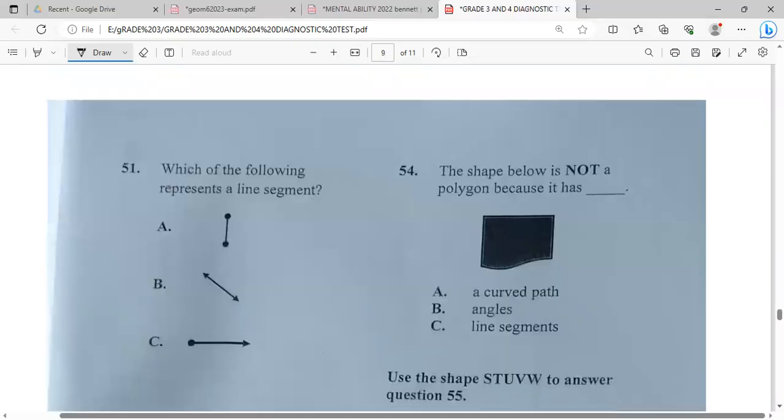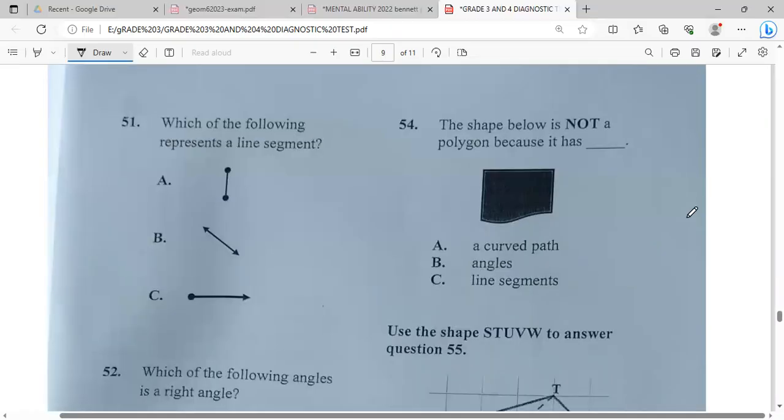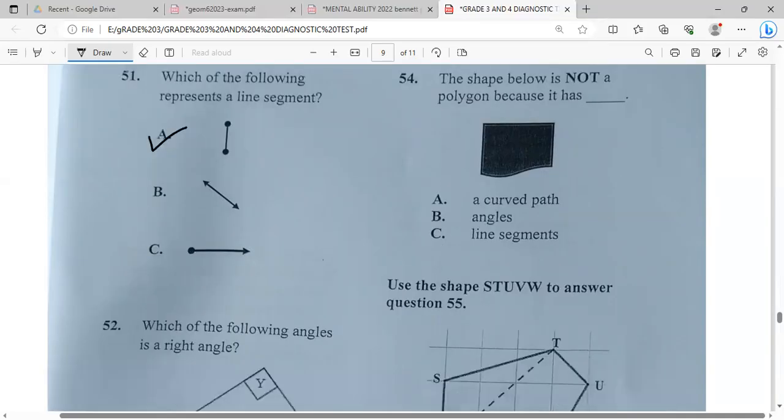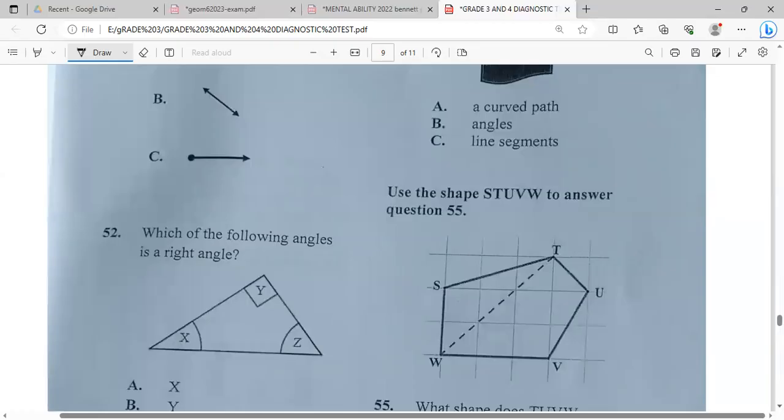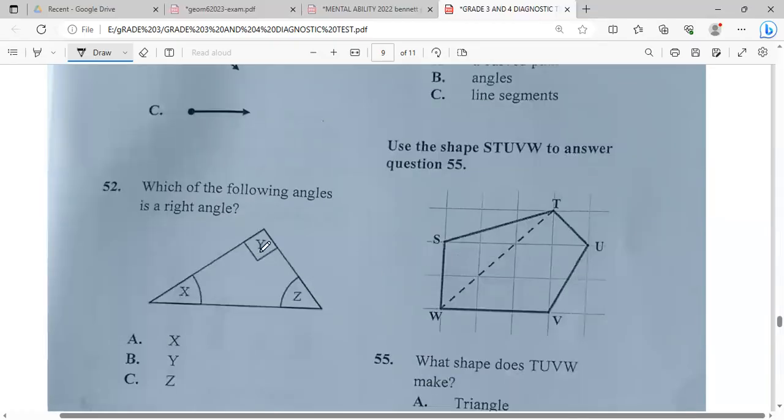Which of the following represents a line segment? Now, a line segment is when you have two ends, so this would be A. 52. Which of the following angles is the right angle? So the right angle would be right here, so that would be Y.